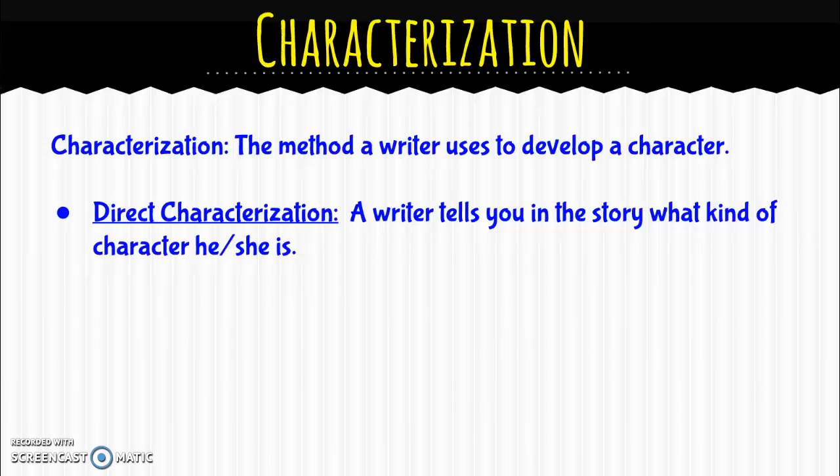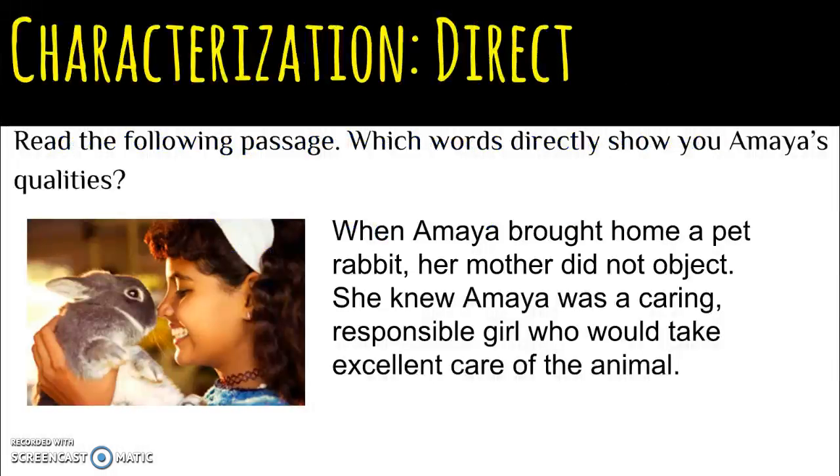So characterization is the method a writer uses to develop a character. There are two types of characterization. The first one is direct characterization. And this is where a writer tells you directly in the text or in the story what kind of character he or she is. So they're telling you what kind of character they are, their character trait.